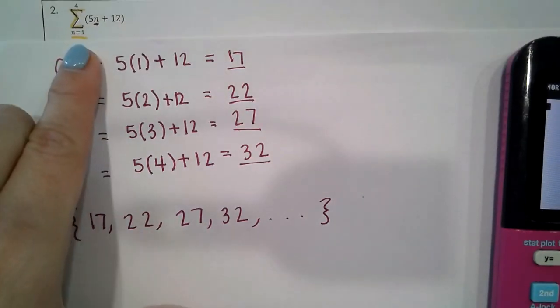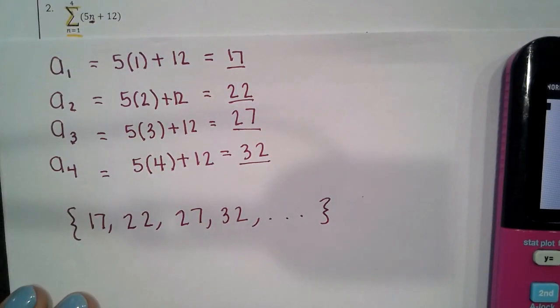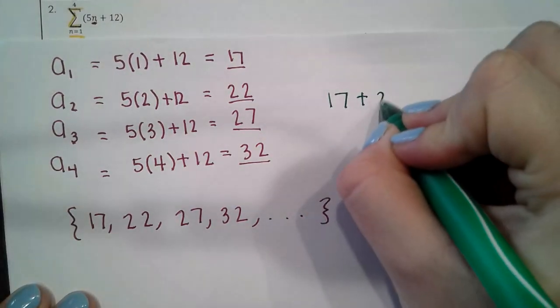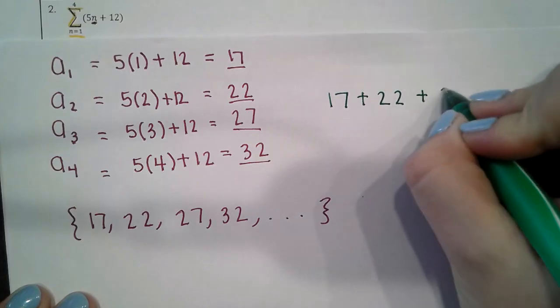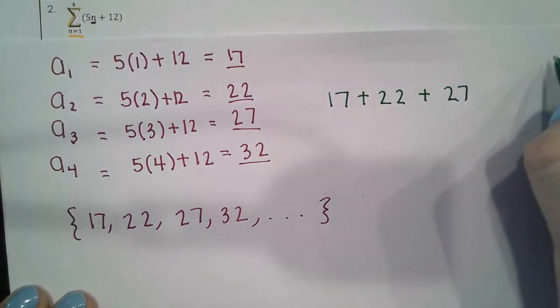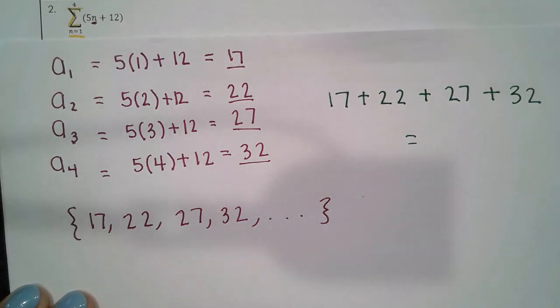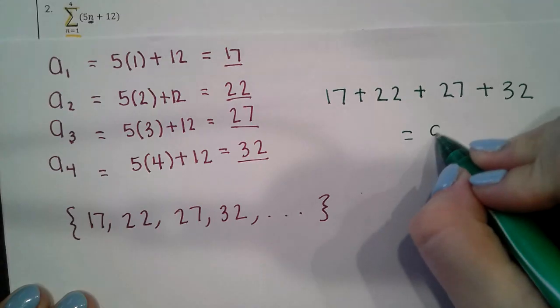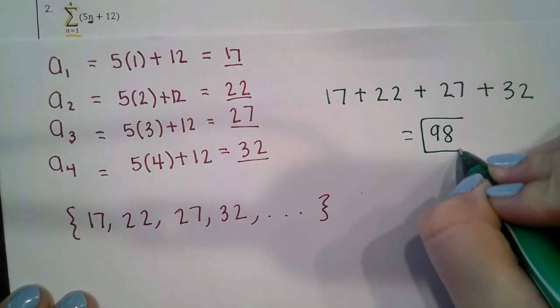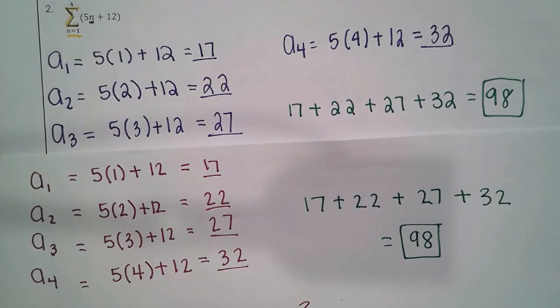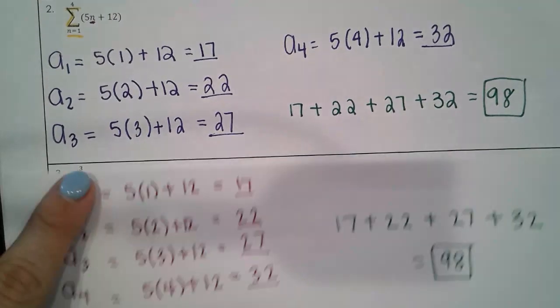When you see sigma, that means find the sum. So we're going to be doing 17 plus 22 plus 27 plus 32. You type that into your calculator and you'll get 98. Which you can see I've already done right there.